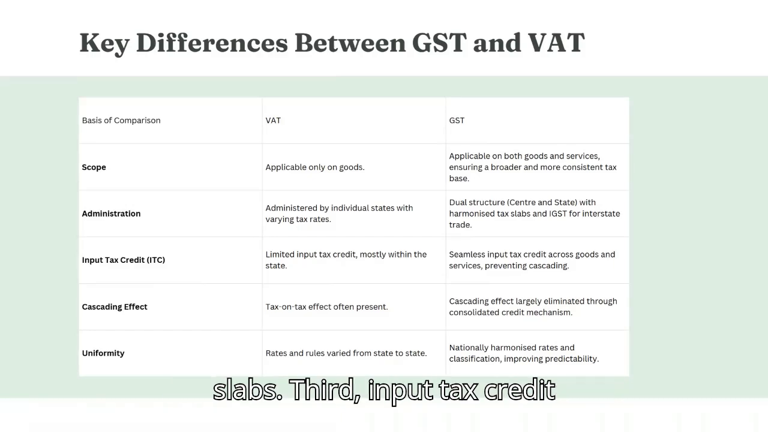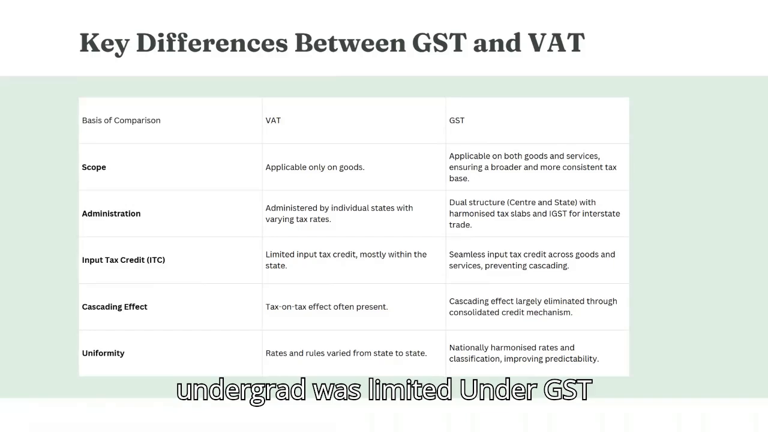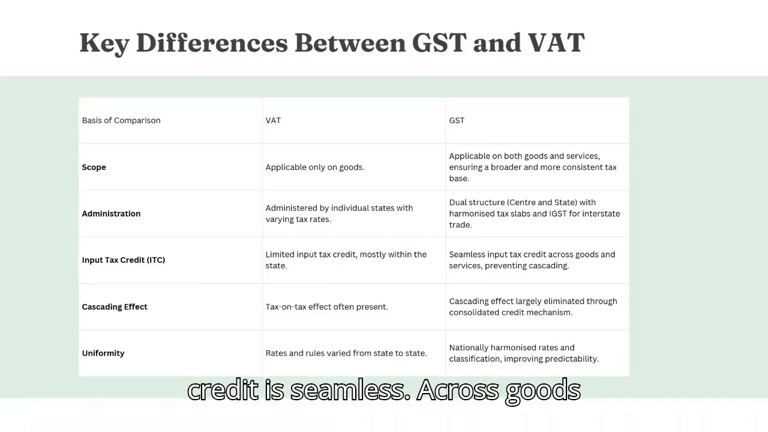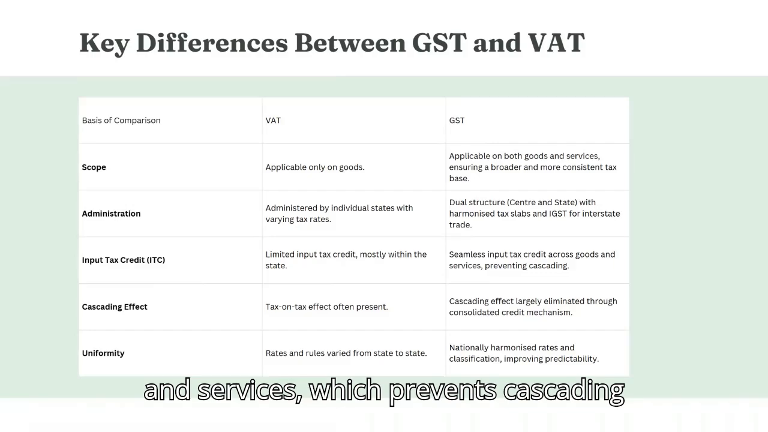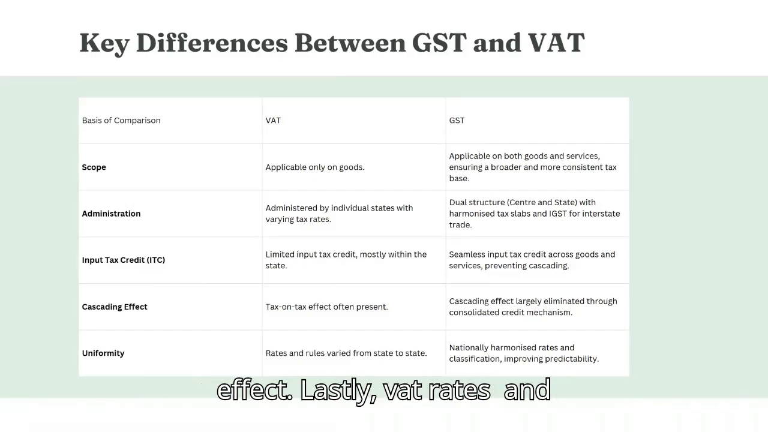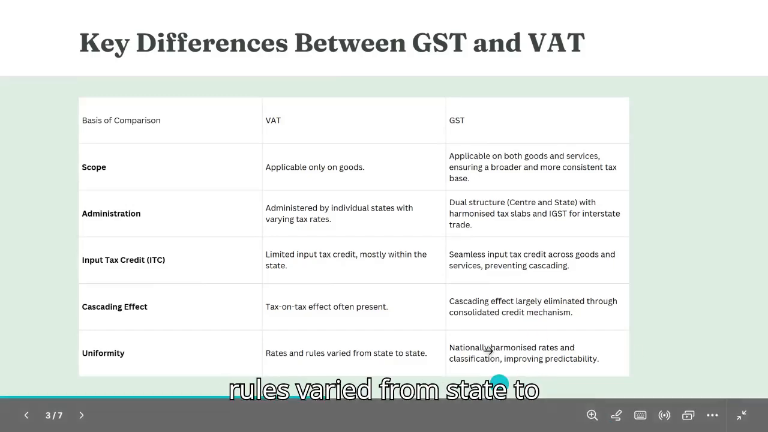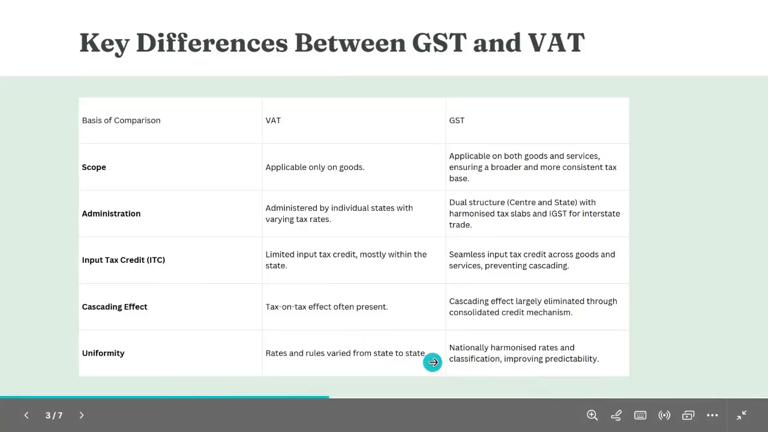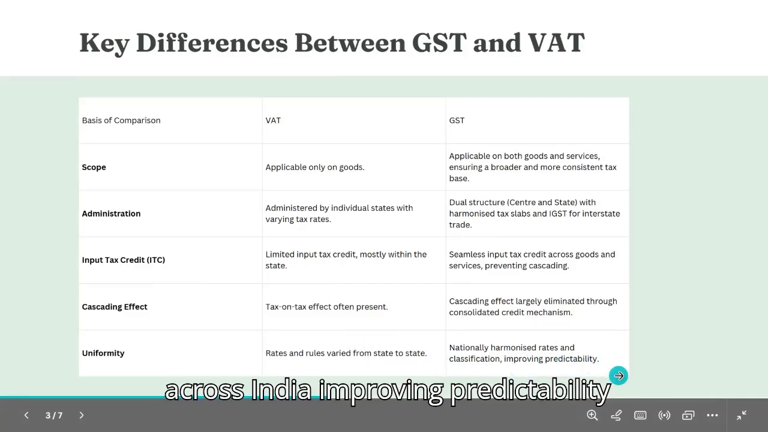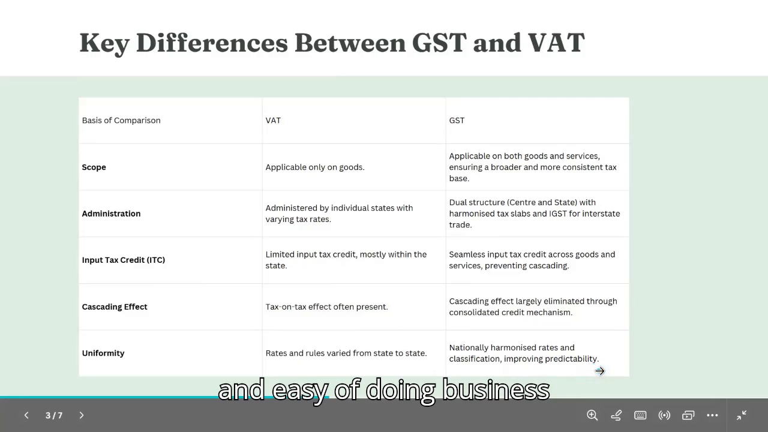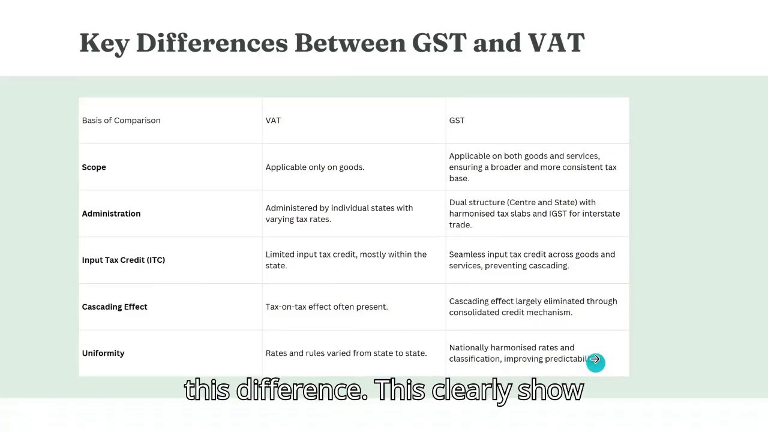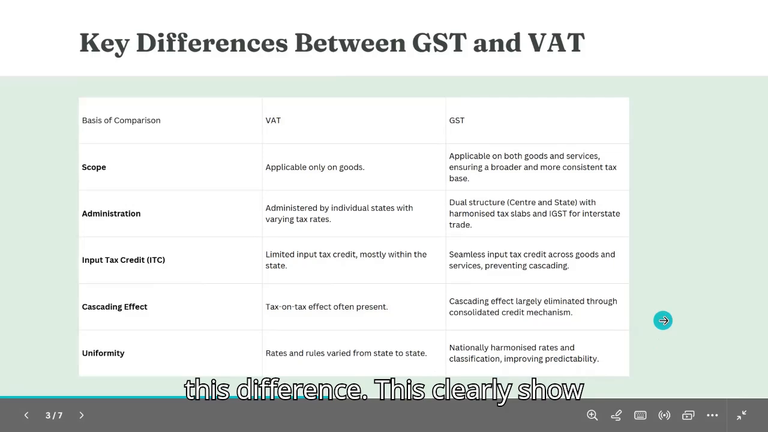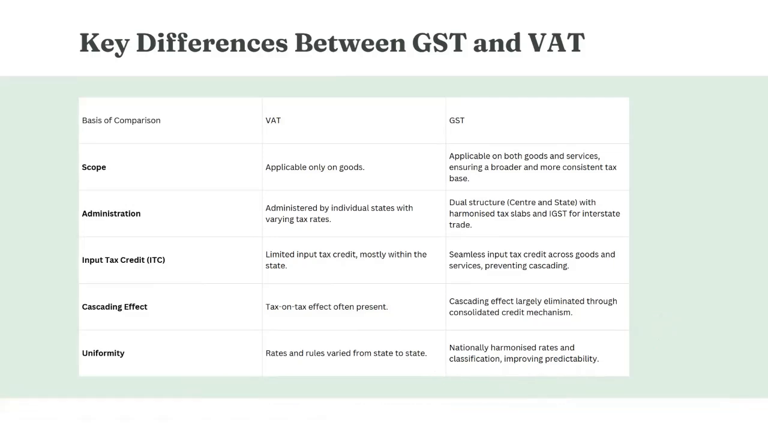Third, input tax credit under VAT was limited. Under GST, credit is seamless across goods and services, which prevents cascading effect. Lastly, VAT rates and rules varied from state to state, but GST has harmonized rate across India, improving predictability and ease of doing business. These differences clearly show how GST is structurally more integrated than VAT.